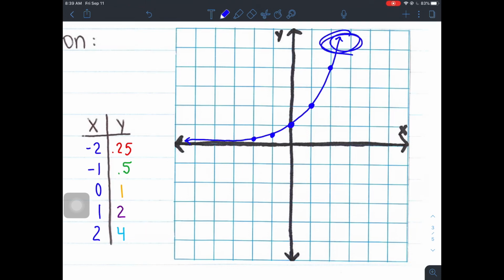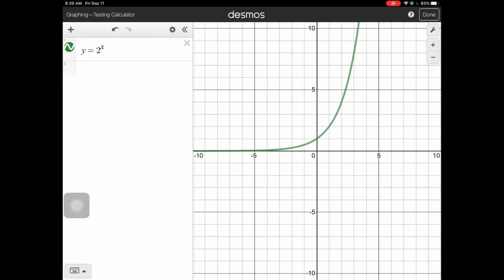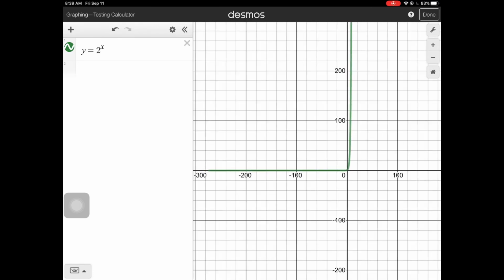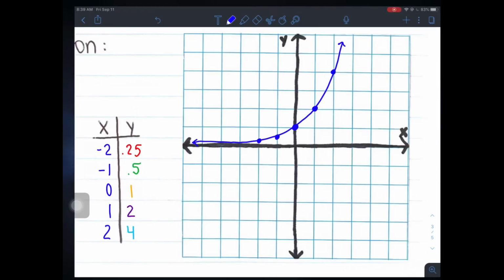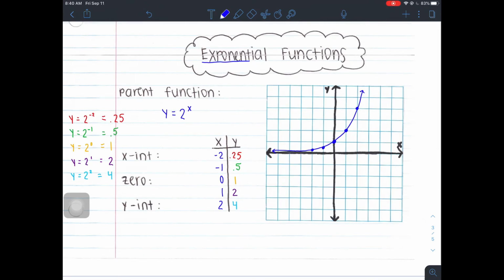And then don't forget to include your arrows to state that in both directions, your graph is continuing both ways, right? Because if I were to zoom out on this, it continues to go up and it continues to go to the right. So we want to make sure that we state that the arrows are there, they exist, and they're continuing on.